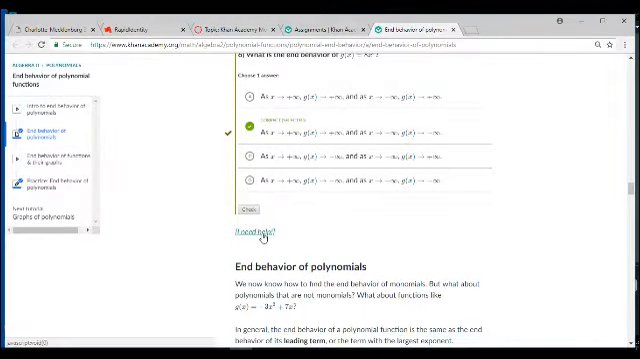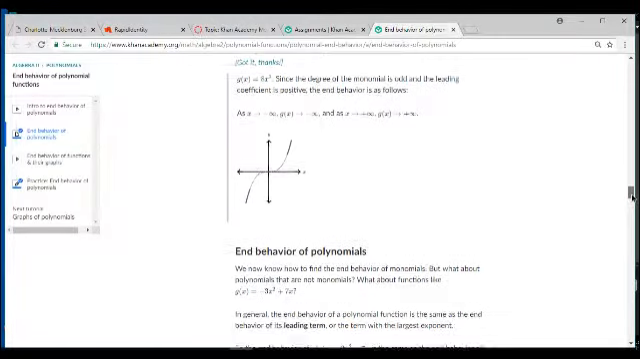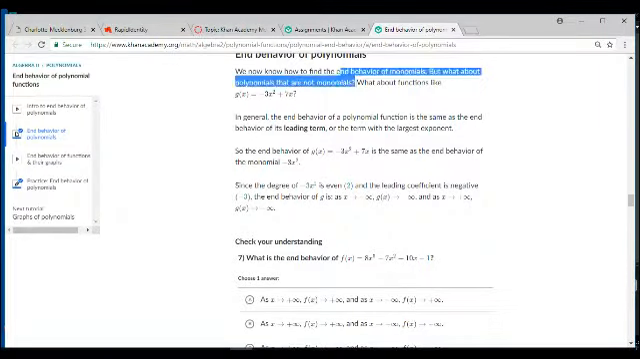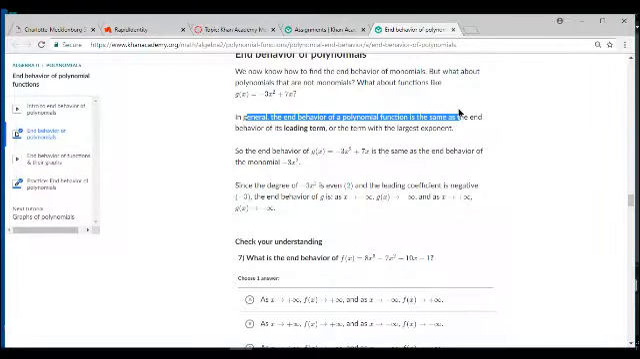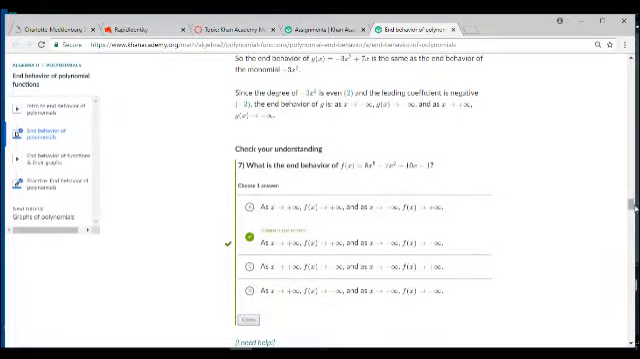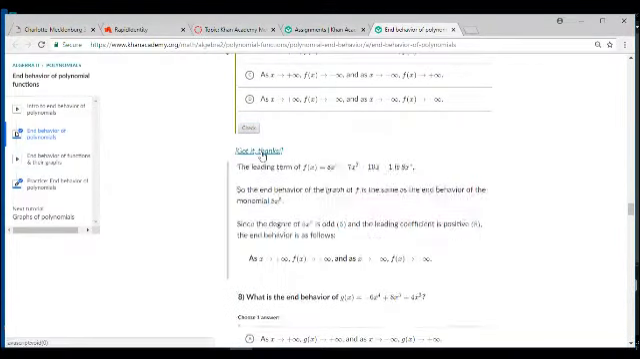Anytime you need help, you can always click "I need help," and it'll give you an explanation right here. End behavior of polynomials. Now we know how to find the end behavior of monomials. What about polynomials? In general, the end behavior is the same as the behavior of its leading term. So here the leading term is going to be 8x to the 5th. So once again, positive infinity, negative infinity. That's going to be the end behavior, because this 8x to the 5th overpowers anything else. Alright, that's right. Once again, if you need help, check right here.